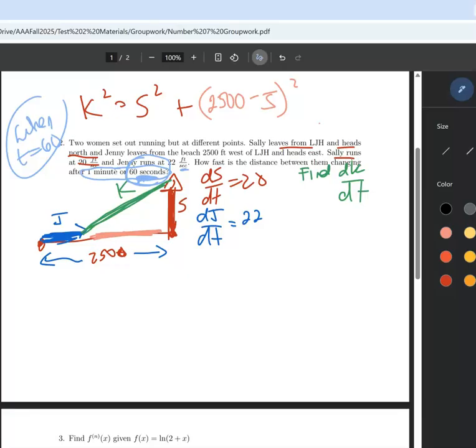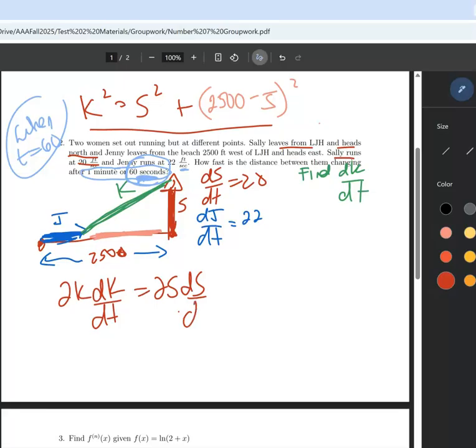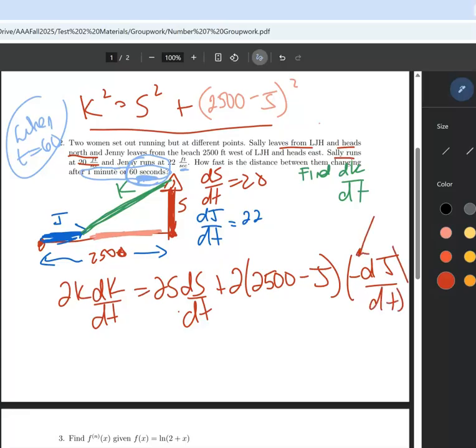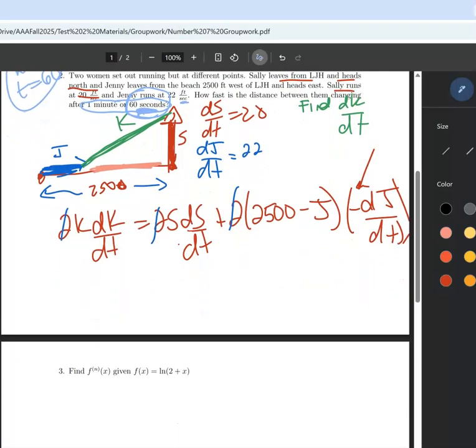All right, so now we're ready to take the derivative of our equation. So 2k dk over dt equals 2s ds over dt plus, let's be careful taking the derivative here, 2(2,500 minus j) to the 1 power, and then negative dj over dt. Really easy to miss that little negative there, isn't it? Cancel the 2's, and let's go plug some information in.